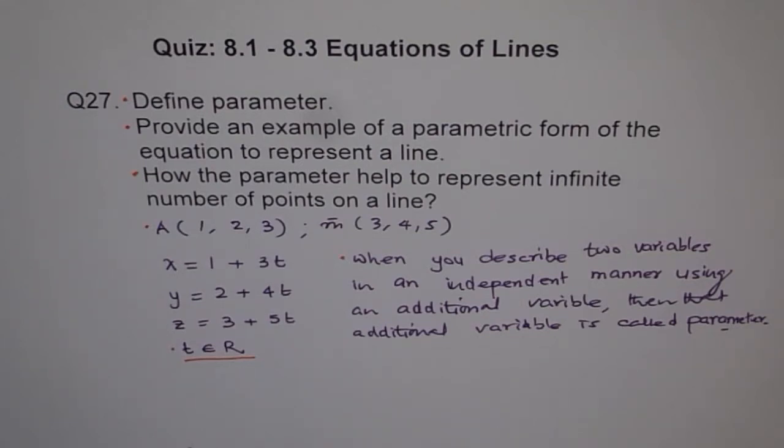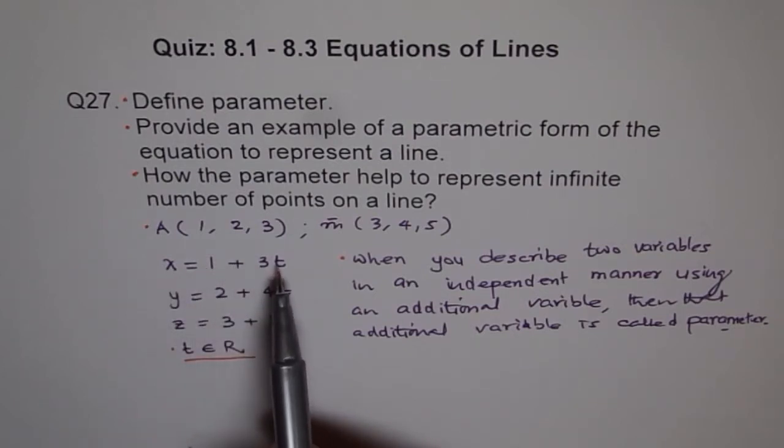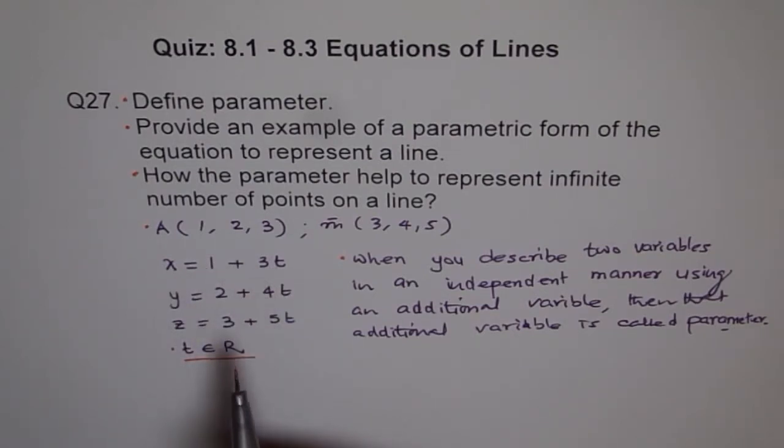T belongs to the set of real numbers, correct? So let's say on the x-axis we have the point 1 plus 3t, right? And t belongs to the set of real numbers, which are infinite. So all the x coordinates are represented here, right? That is how it helps to represent the line, which constitutes a set of points. I hope you understand this, and once you understand what a parameter is, you'll appreciate why this is called the parametric form of the equation of a line. Thank you.